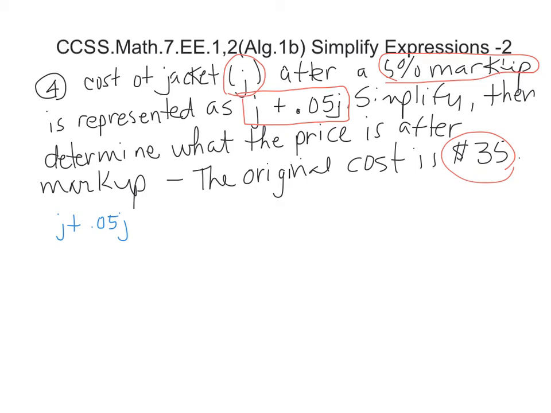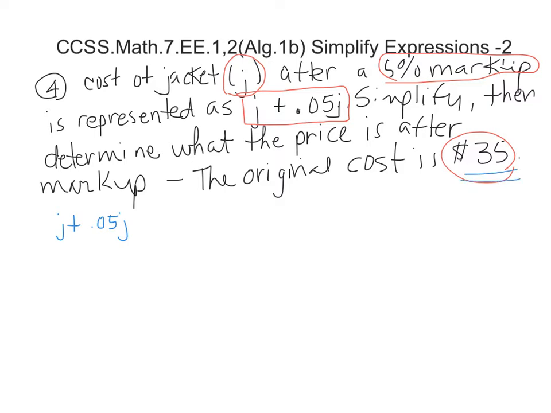Common Core State Standards, Math, 7th grade, Expressions and Equations 1 and 2, Algebra 1B, and we're looking at simplifying expressions, and we're looking at a word problem. So we have the cost of a jacket, and that's J, and they're marking it up at a store for a 5% markup. And it's represented as J plus 0.05 J, so that's the 5% markup. Simplify the expression and then determine what the price is after the markup if the original cost is $35.